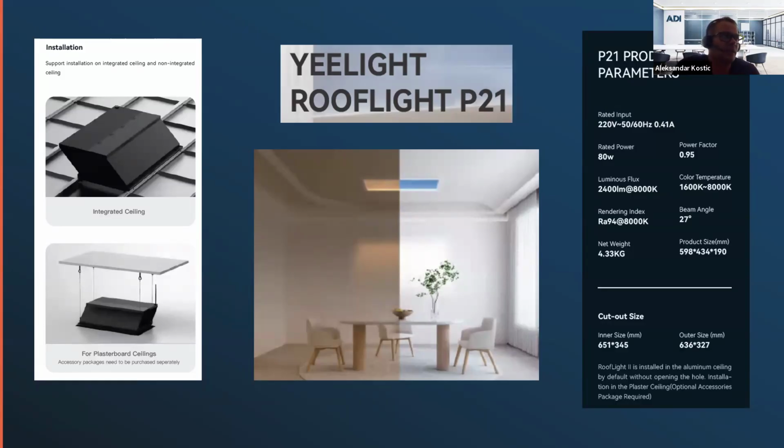Just have in mind that this accessory package needs to be purchased separately for the installation. Installation itself is quite straightforward. By mounting into the ceiling using the mounting bracket, it provides the same effect like opened window in the ceiling itself. So from the Yeelight Pro roof light solutions, we have this P20 and P21 models available.